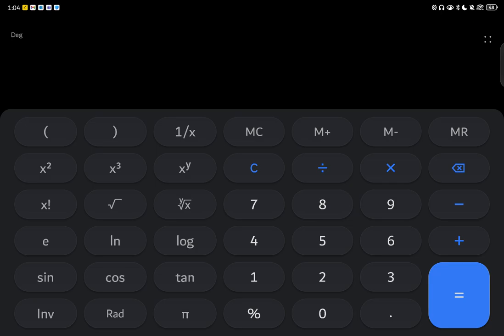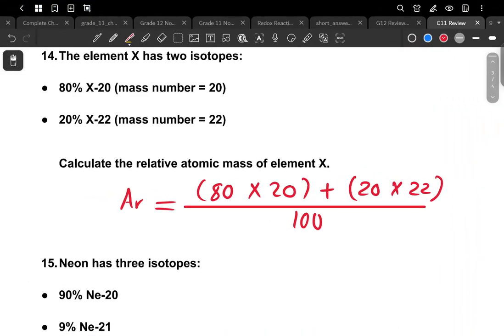80 multiplied by 20 plus 20 multiplied by 22. So this is the total of them. Divide this by 100. So it equals 20.4. Okay, so the relative atomic mass here equals 20.4 AMU, the atomic mass unit. Okay, guys.